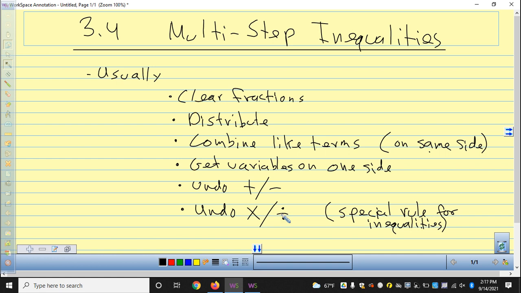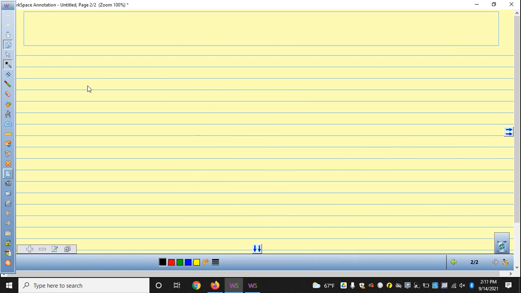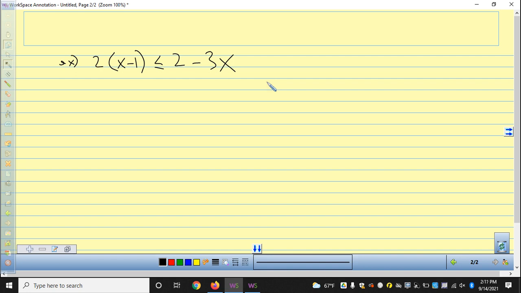So really all I want to do today is go through some examples. So I'll do some examples. I'll have you do a couple of things. Okay, so let me start with this one. So we have 2 times x minus 1 less than or equal to 2 minus 3x.